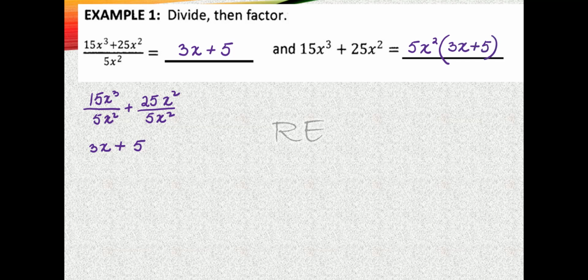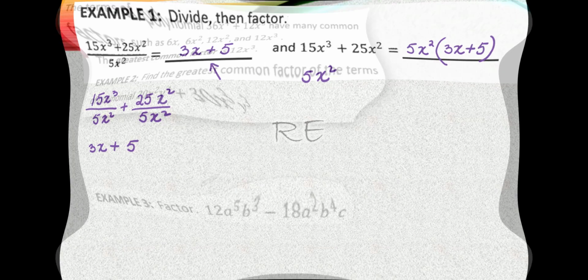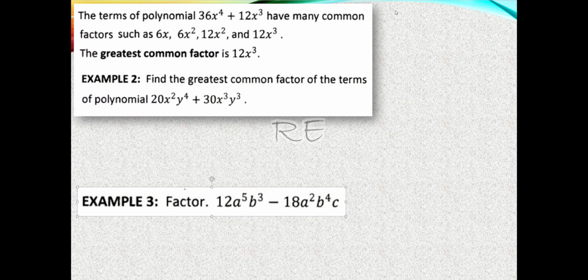So 15x cubed plus 25x squared in factored form is 5x squared times 3x plus 5. When looking for the greatest common factor, we get the greatest common factor of the numerical coefficient and then the greatest common factor of the variable.